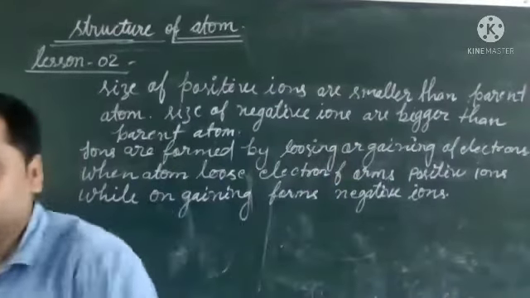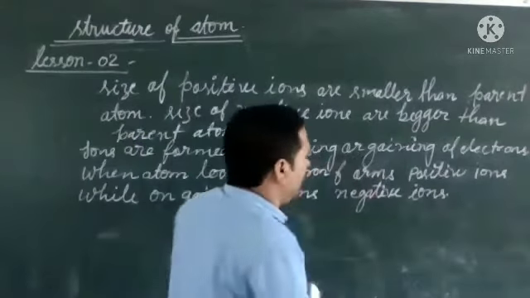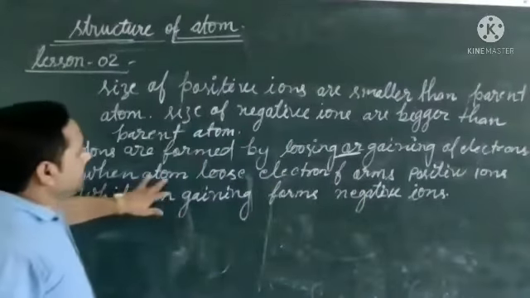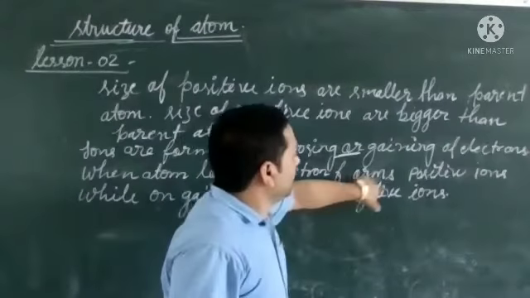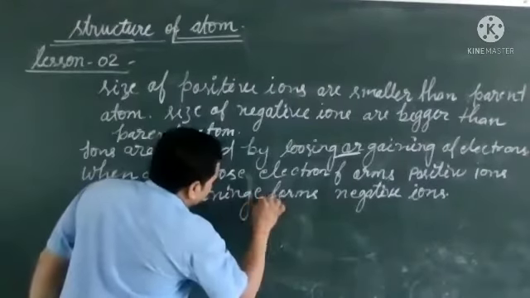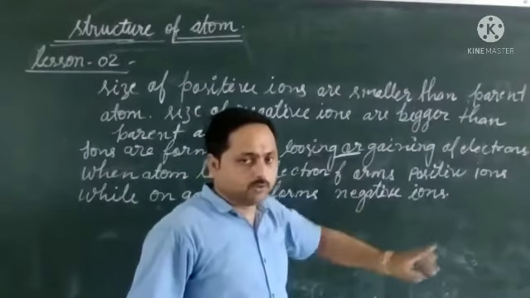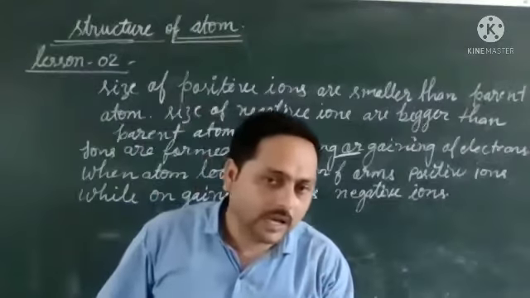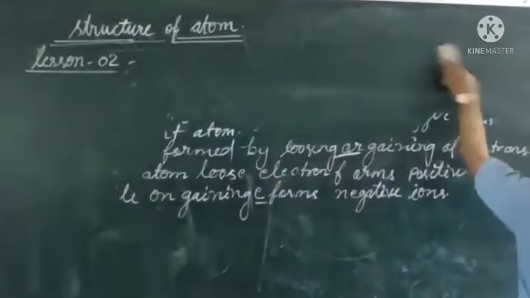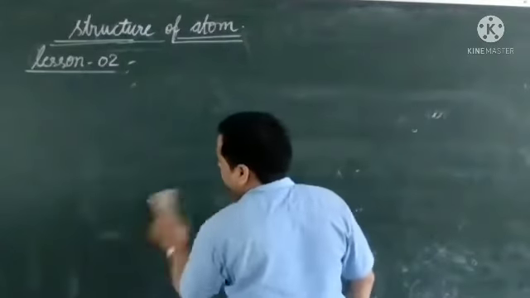Okay, so we have got this: first, ions are formed by the losing or gaining of electrons. When atoms lose electrons, they form positive ions, while on gaining electrons they form negative ions. Yes. So now we will move to electronic configuration. Here these are ions, and we are going to write their electronic configuration.